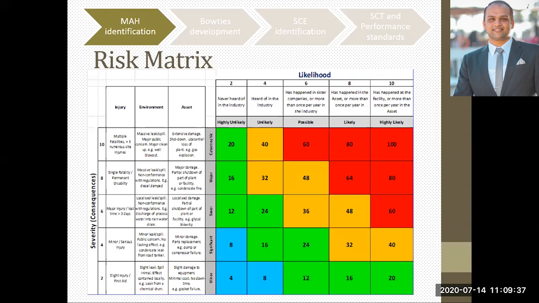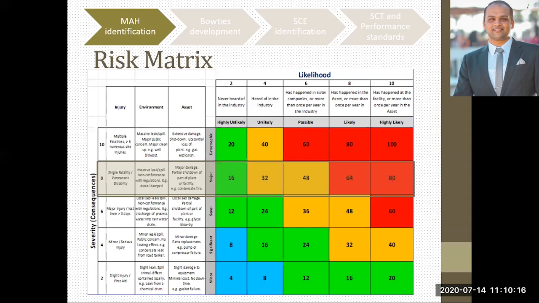We have a risk matrix here. On the left-hand side is the severity, and the factors of this severity are injury, environment, and asset. Maybe you can add reputation or maybe not; it depends on the company's approach. So for example, if they decided that this hazard can cause a single fatality if this scenario happened, in our case it would be 8, as shown here. Then they have to see what the likelihood of this incident is: if it happened before in sister companies, or happened in the asset itself, or never happened and they didn't hear about it.